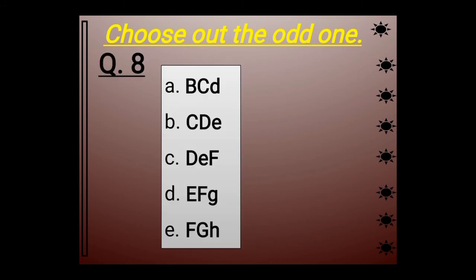This question includes capital and small alphabets. Each of these elements start with a capital alphabet and ends with a small alphabet. But the last alphabet in capital D, small e, capital F is capital. So the odd man out of this question is D, E, F. The letter group DEF is different in all other letter groups. The last letter is small.